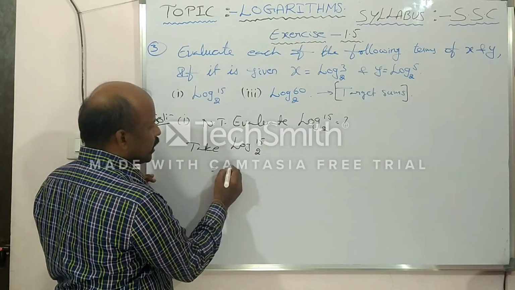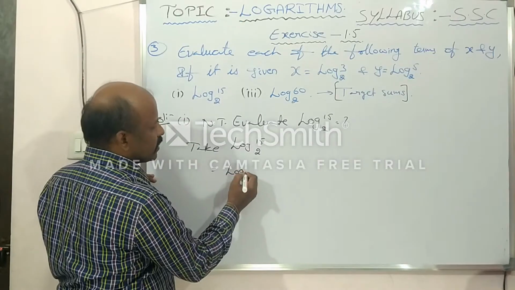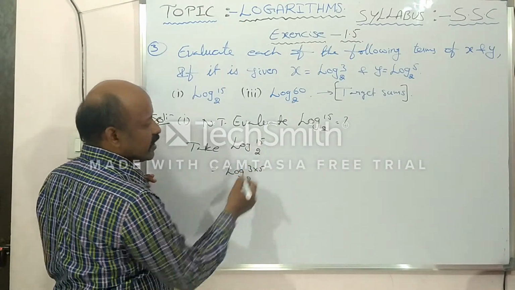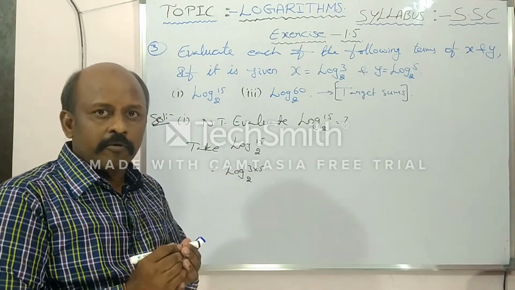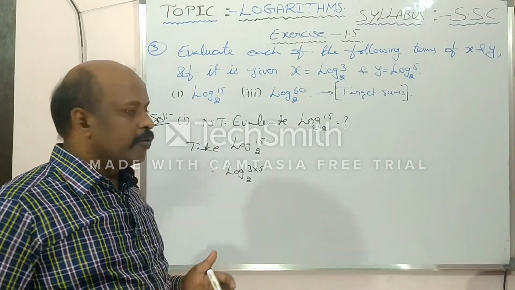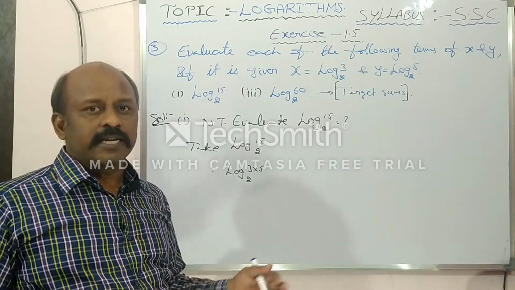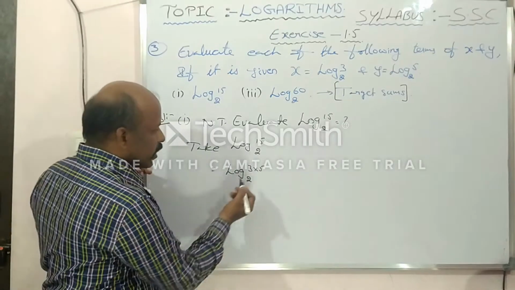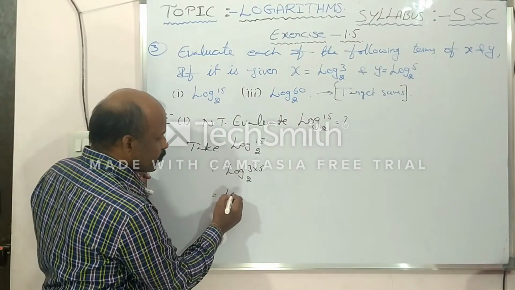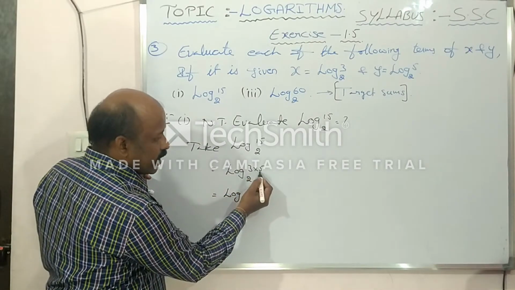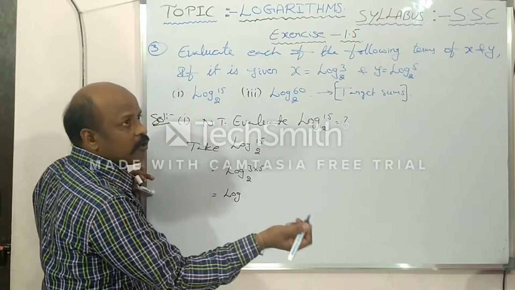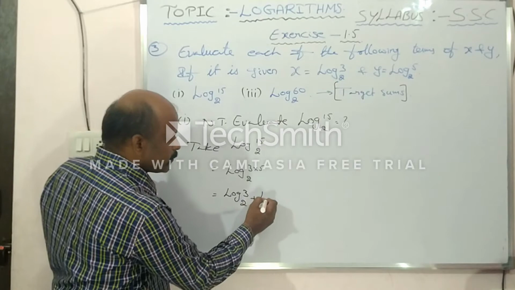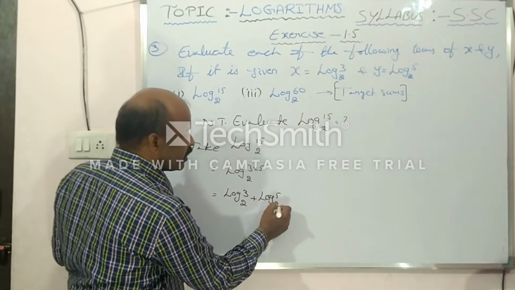This 15 I am going to write as a product of prime factors. 3 into 5, 3 5s are 15. It is a very small number. That's why I am going to write the product of prime factors directly. Otherwise, you have to do LCM. Now you observe. Again, it is in the form of log xy. Log xy form is what? Log x plus log y. Here, log 3 base 2 plus log 5 base 2.